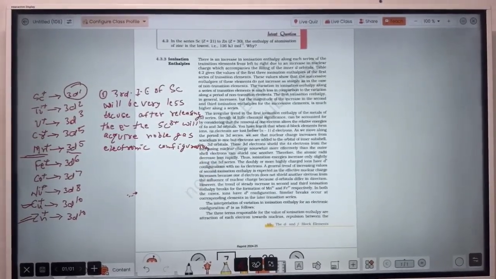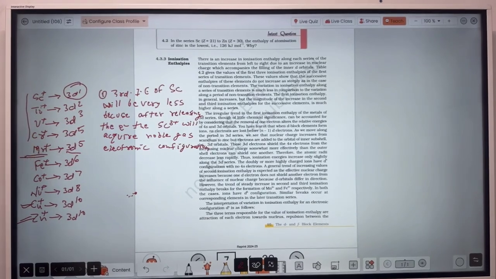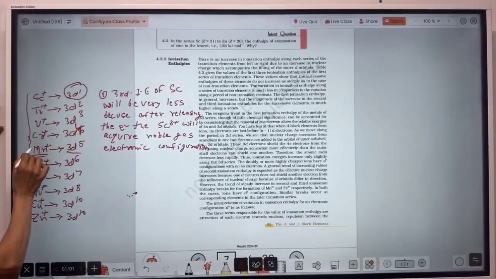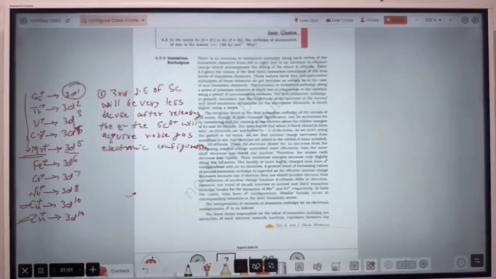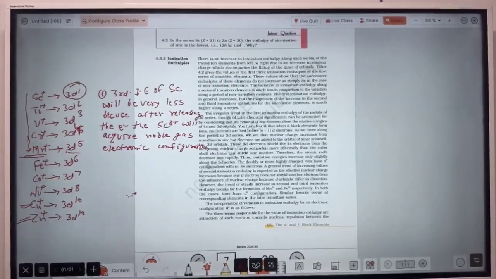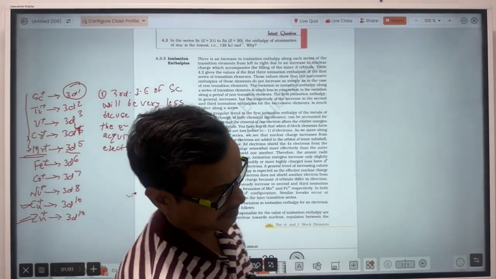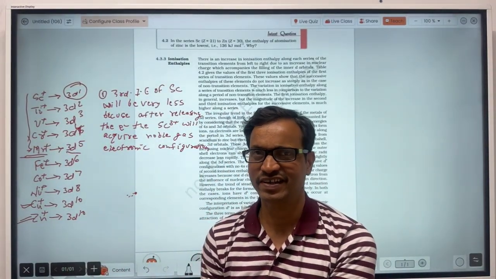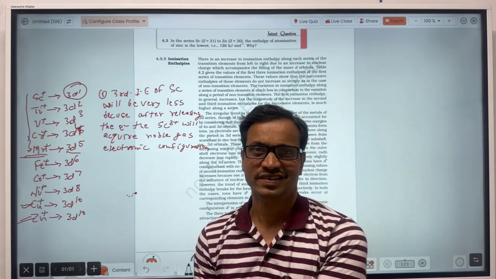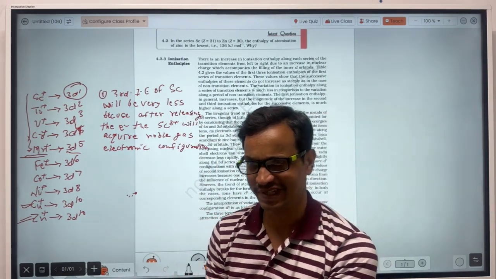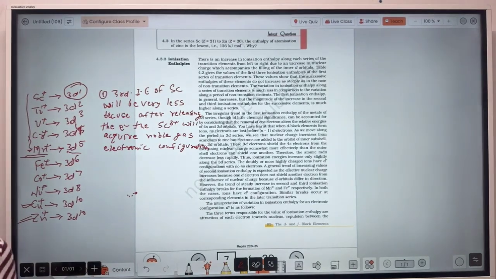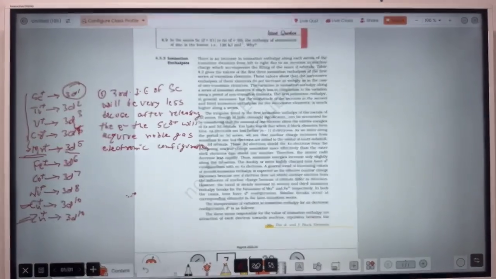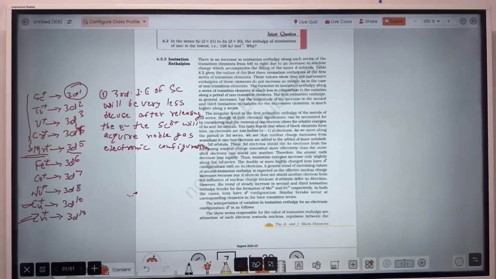Now let's see, it increases, and here 3d4. Manganese is very high, because manganese already has a half-filled d orbital. So after releasing the electron, its stability will decrease. So that's why the third ionization enthalpy of manganese will be very high compared to expectation.